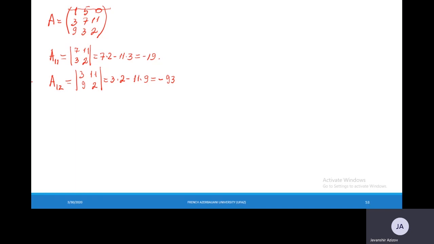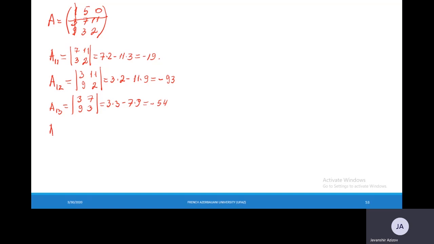We remove the first row and third column. Then the result will be this. A13 is the determinant of 3, 7, 9, 3, which is 3 times 3 minus 7 times 9, which is minus 54.